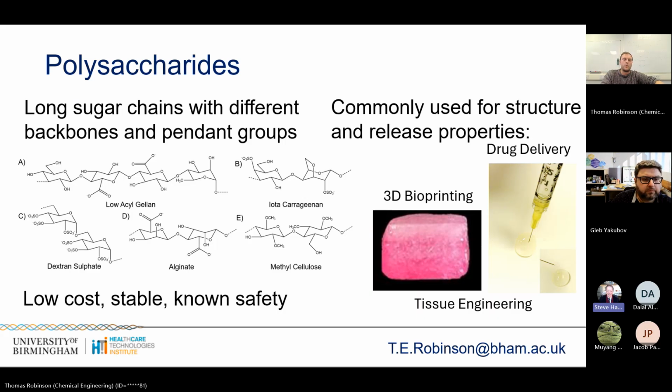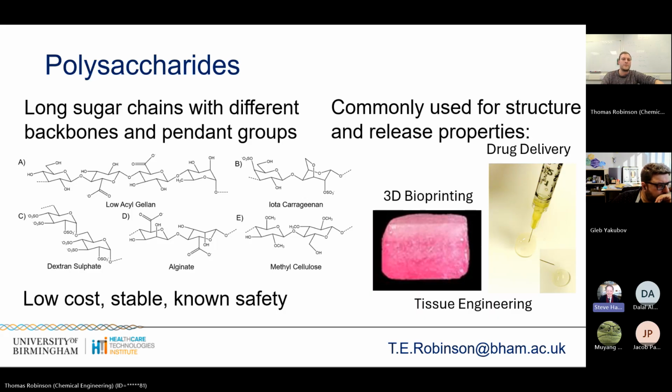And we generally know what their toxicity is, know that it's low because we've been eating them for, what, 70 years, possibly more, putting them in processed foods. Now, in biomaterials groups like mine and Jen's, we commonly use these types of materials purely for their structural and release modulating characteristics. So we make hydrogels out of them, we make drug delivery vehicles out of them, we make tissue mimics out of them.